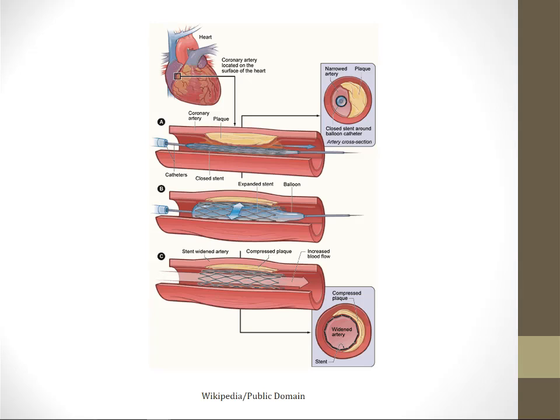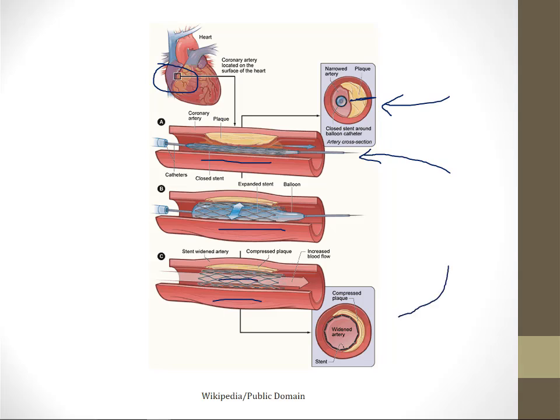Here's a drawing from the web just to make this even more clear. So we have an occlusion of a coronary artery here, and if we look at it in cross-section, we would see that much of the lumen is occluded by plaque, this yellow stuff here. We then take a wire and we thread it across the plaque. The wire holds a deflated balloon and a non-expanded coronary stent, in other words, a collapsed coronary stent. The balloon is then inflated, and when it's inflated, it pushes the plaque against the wall, and in addition, it expands the metal stent. The balloon is then deflated and removed, but the stent is left behind.